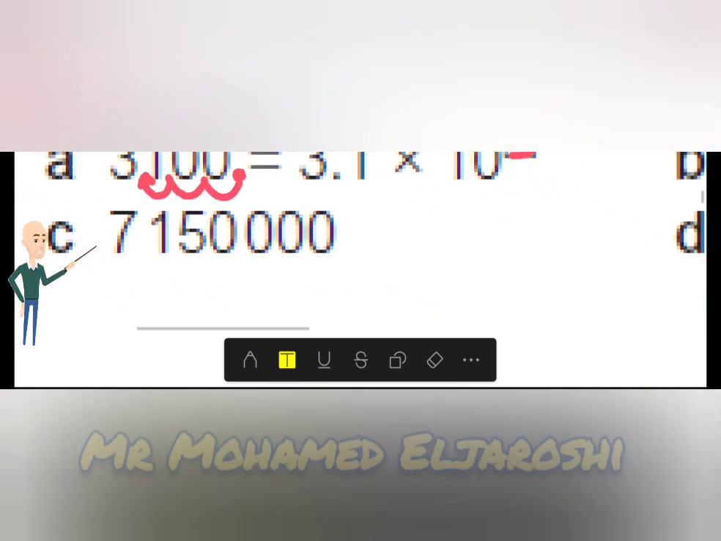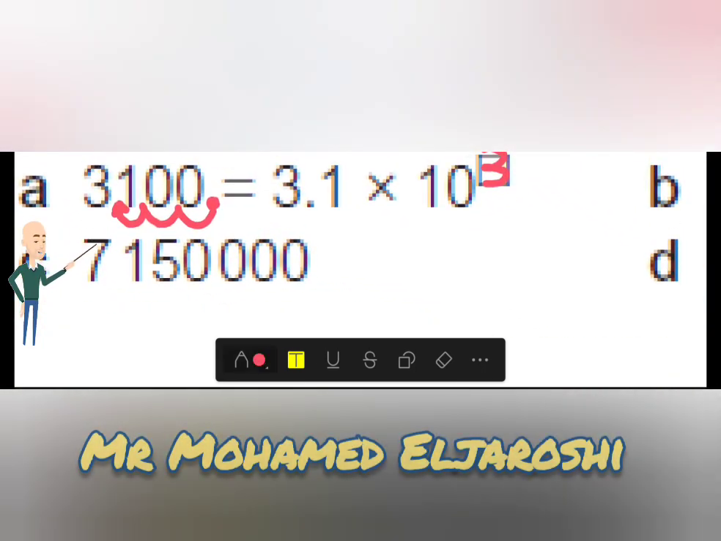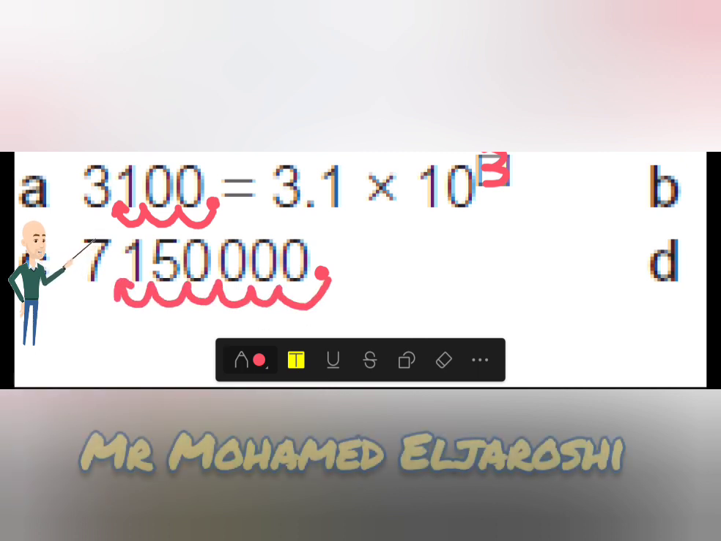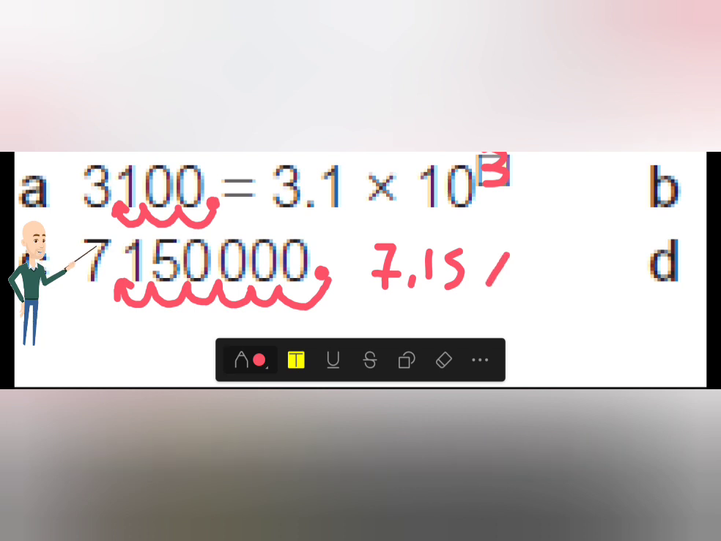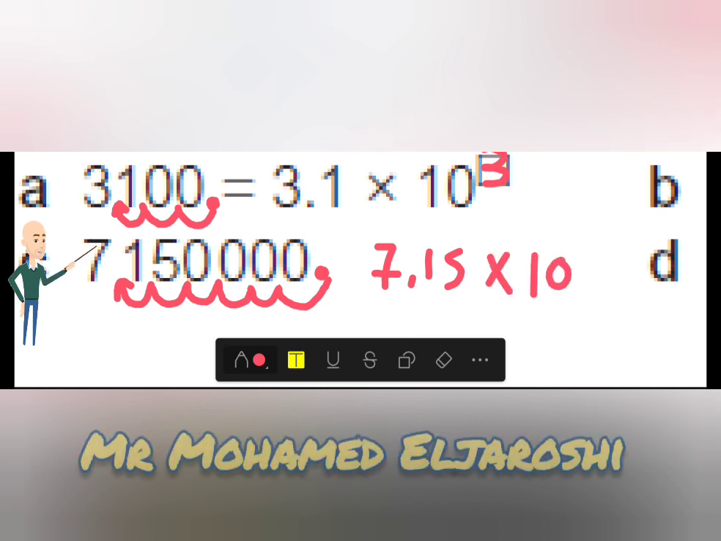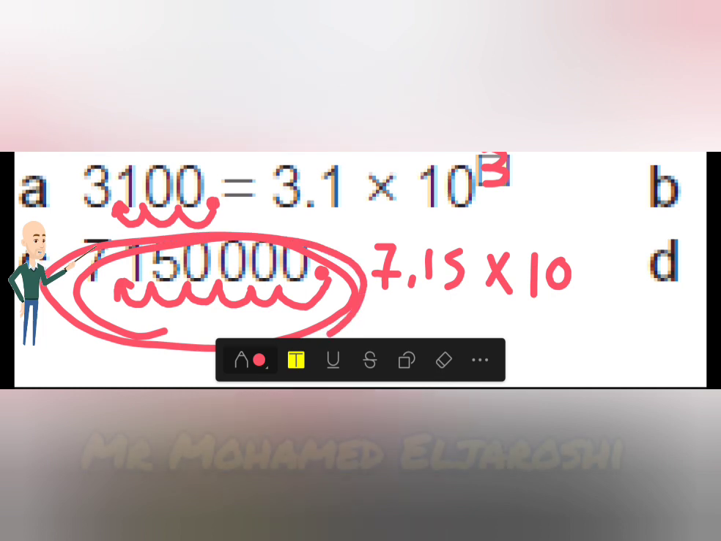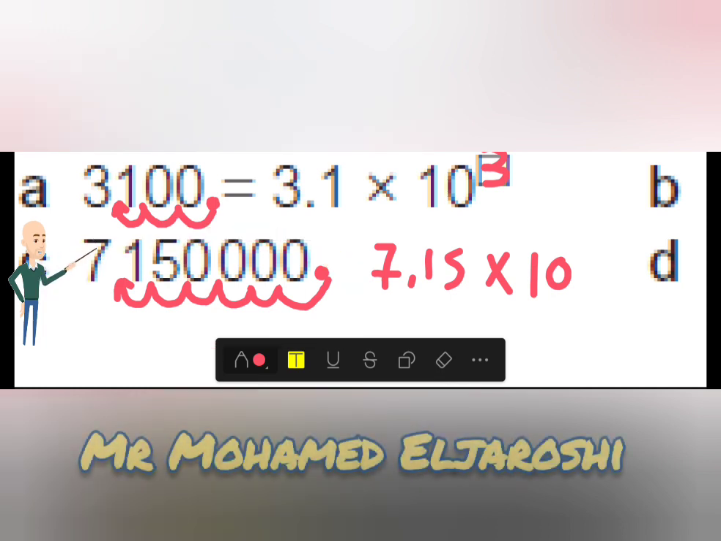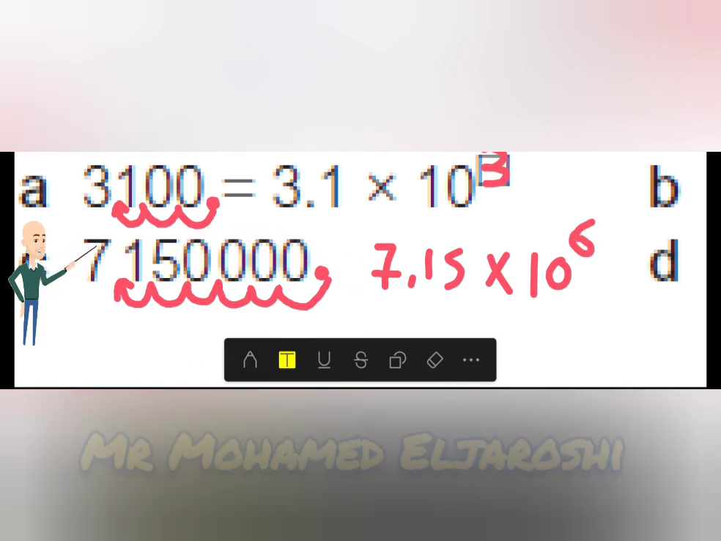Question C here. Same idea. I'm going to say that this is the decimal point. I'm going to move it to make the number between 1 and 10. So 1, 2, 3, 4, 5, 6. And then I'm going to write the number 7.15 multiplied by 10 power of what? Very good. 6.